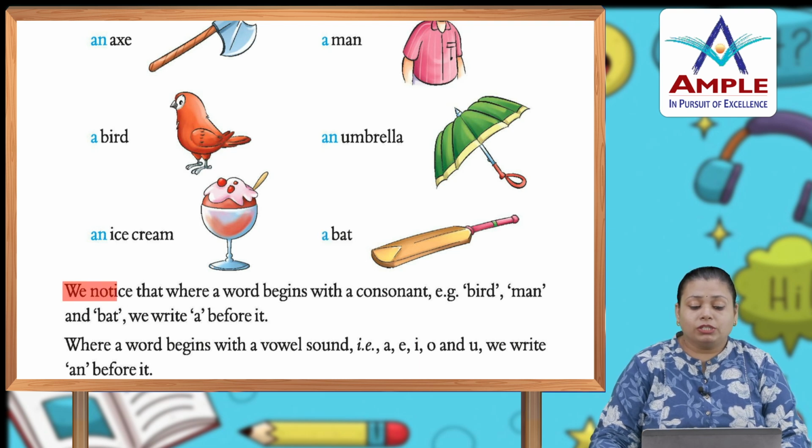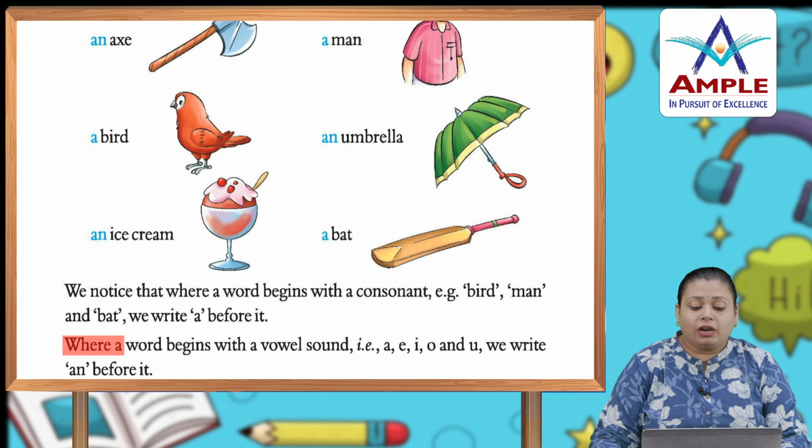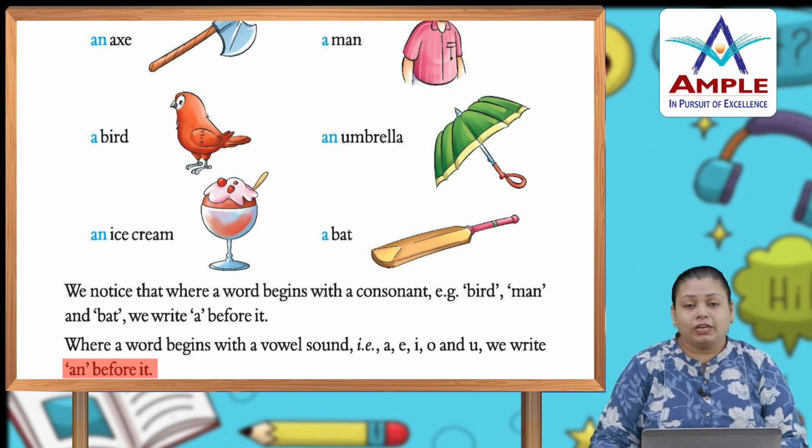Now we notice that where a word begins with a consonant, for example bird, man and bat, we write A before it. When we are talking about a bat, a man, a bird, we write A before that. Where a word begins with a vowel sound, that is a, e, i, o, u, we write An before it. When a word starts with a vowel letter, we have to put An before that.